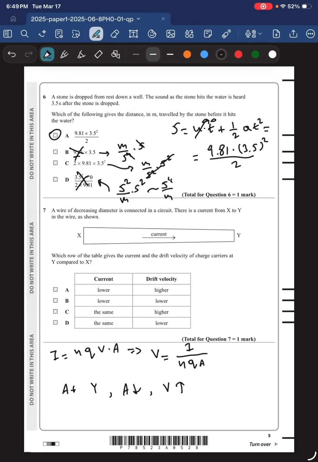And then nothing happens to the current. You will have as much current flowing at X as you have at Y. So the correct answer is C. And the best way to visualize current is to think of a pipe carrying water. When the pipe decreases in cross-sectional area, then the water flows faster, right? So it's the same thing.